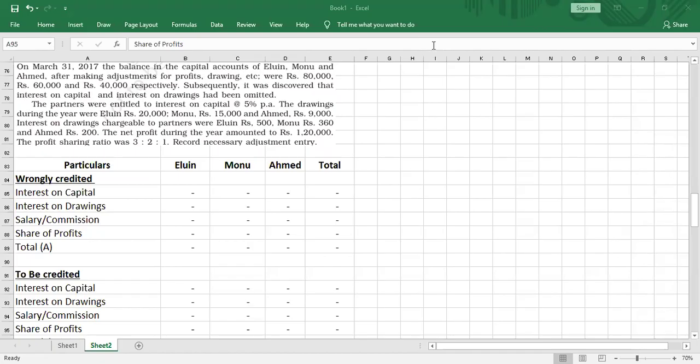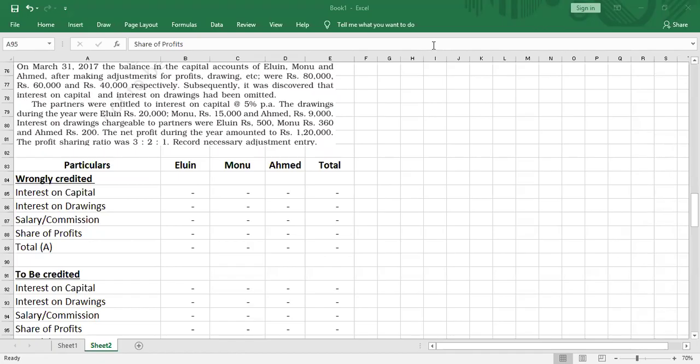And in this video, I'm going to tackle two problems. In both problems, the opening capital of the partners is not given: one in which the drawings had been adjusted, and the other in which drawings had not been adjusted. You'll understand when I solve the problems what I'm talking about.